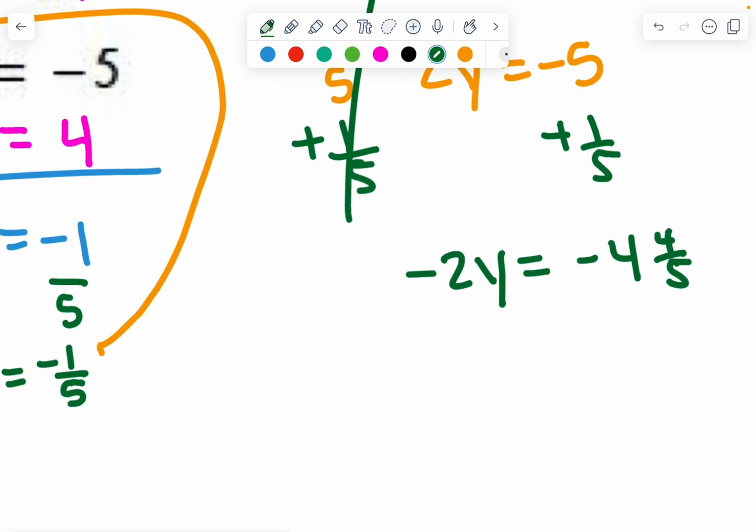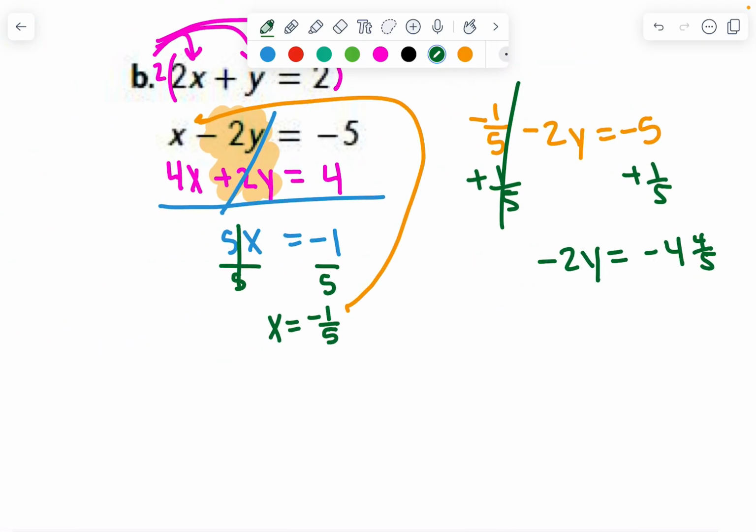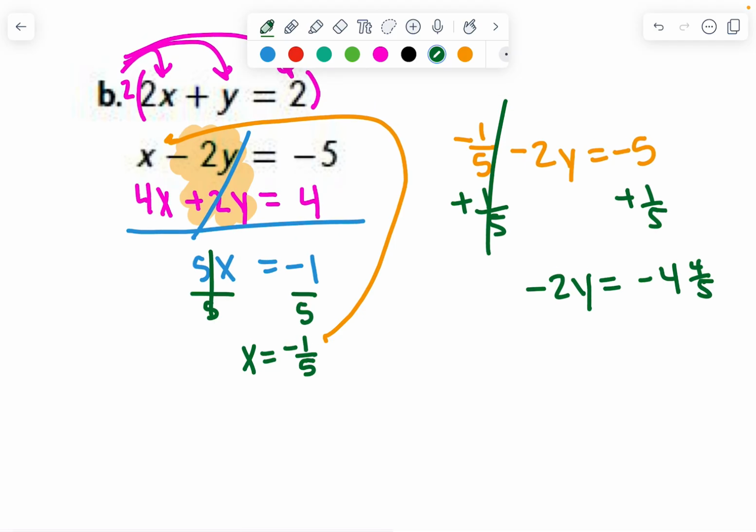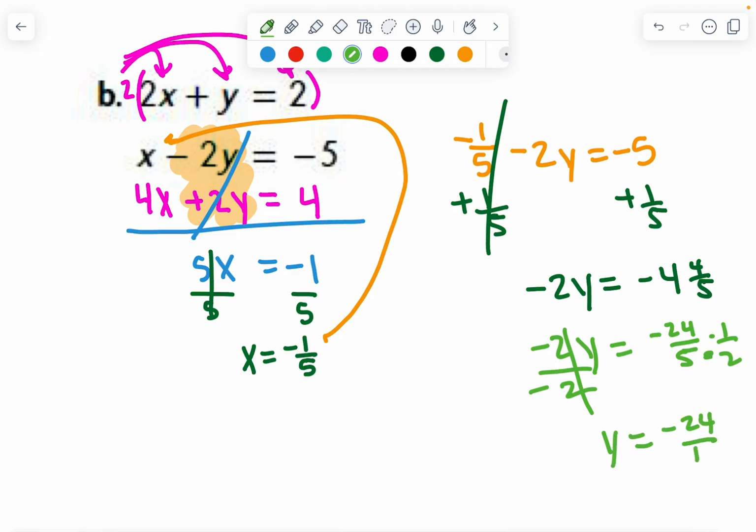And I'm going to change that negative 4 4/5 into an improper fraction just because I see that I'm going to be dividing over here. All right, so we're going to have negative 2y equals 4 times 5 is 20 plus 4 is 24, so a negative 24/5. All right, and dividing both sides by 2. If we divide by 2, it's the same as multiplying by 1/2 and negative. So we're going to have y equals a negative 24/10.